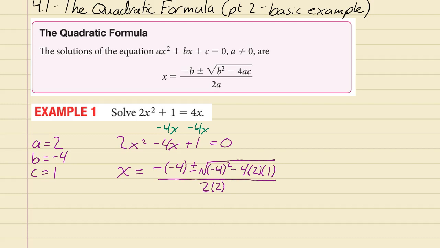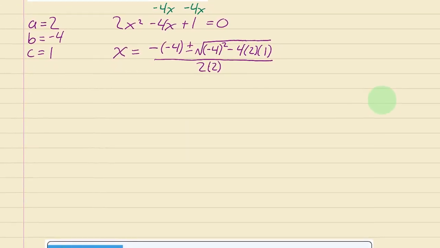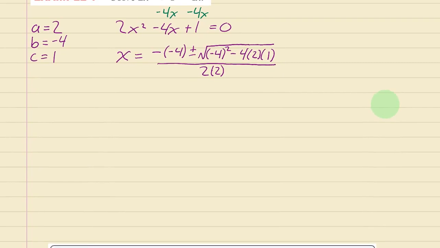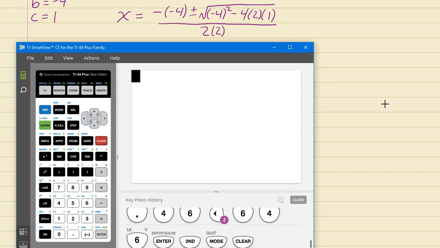Okay, now here there's a couple options. You could just plug this into your calculator the way it is right here. And I'm actually going to do that for you just because it's a tricky thing to plug into your calculator because it's so big. So how do you deal with that? And there's some things you need to watch out for. Let's try to plug this whole thing in.